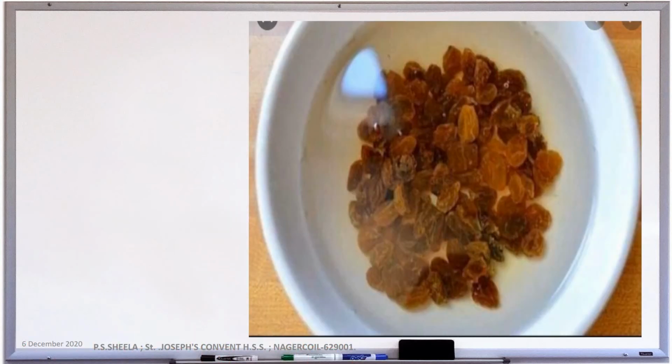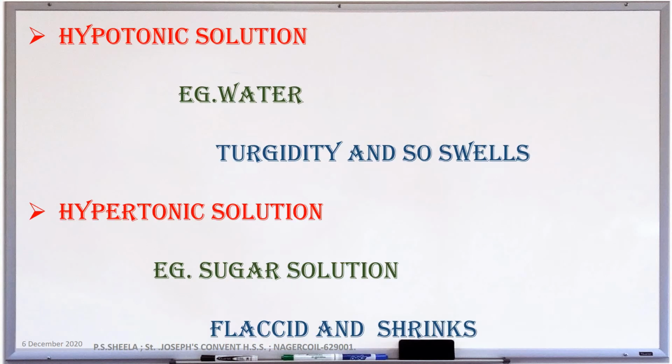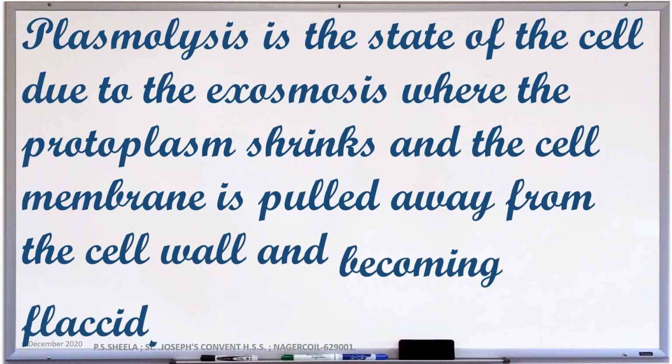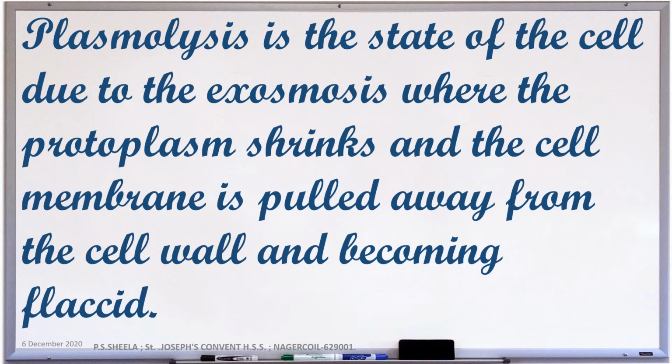Let me give you an example. When grapes or swollen raisin is kept in sugary syrup, the cell becomes flaccid. So that state of the raisin is called plasmolysed cell. The phenomenon of this osmosis process is called plasmolysis. So what is plasmolysis? Plasmolysis is the state of a cell due to exosmosis where the protoplasm shrinks and the cell membrane is pulled away from the cell wall, leading to flaccid state.